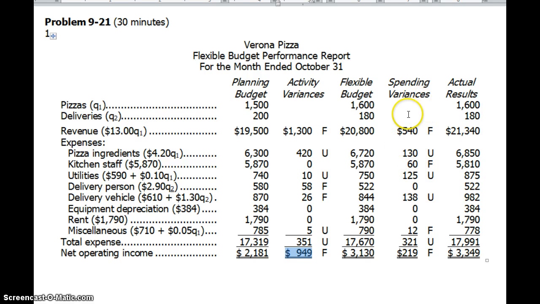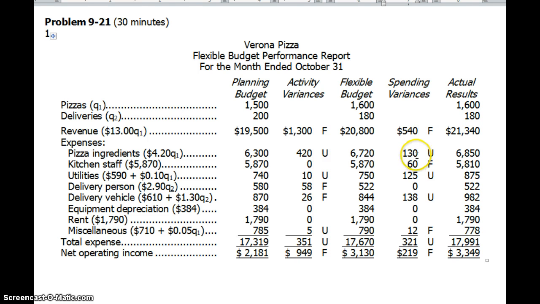Now, to look at our revenue and spending variance, which looks at the flexible budget built on 1,600 pizzas sold, 180 deliveries, and we identify any favorable or unfavorable variances in this revenue and spending category that might be due to efficiency. When we look at the two, we notice that our actual results, $21,340 for revenue, we expected only $20,800. We must have been able to charge more, or probably sold pizzas with more toppings than expected, and that was a $540 favorable variance.